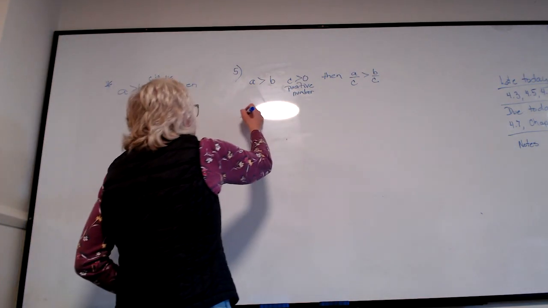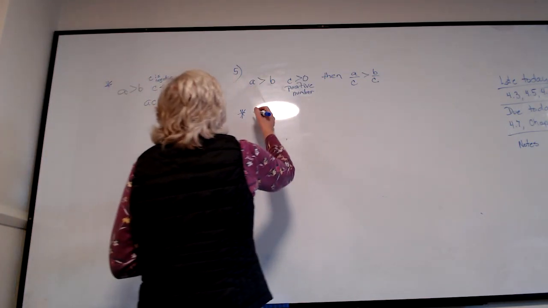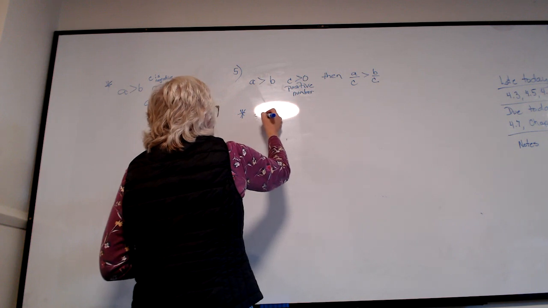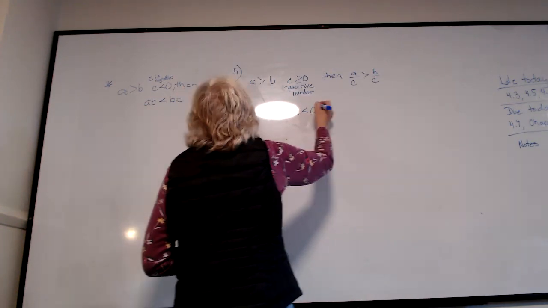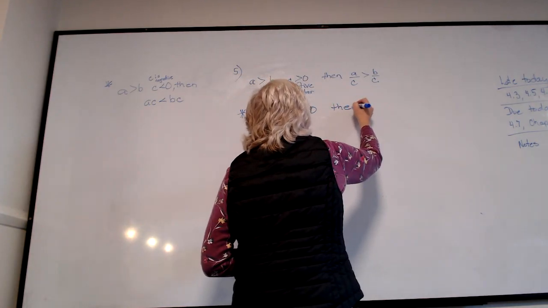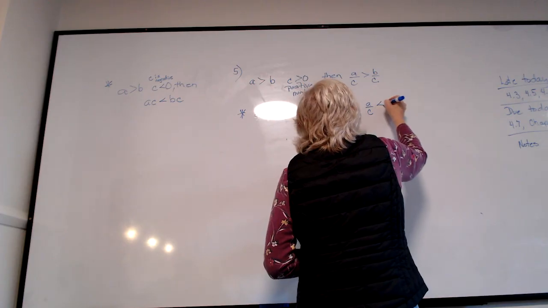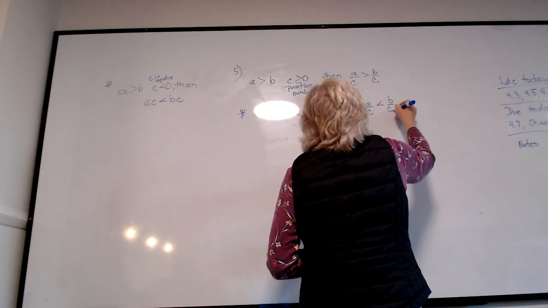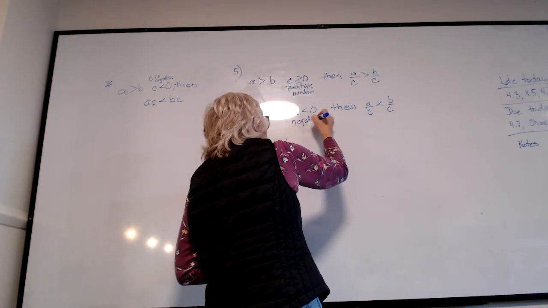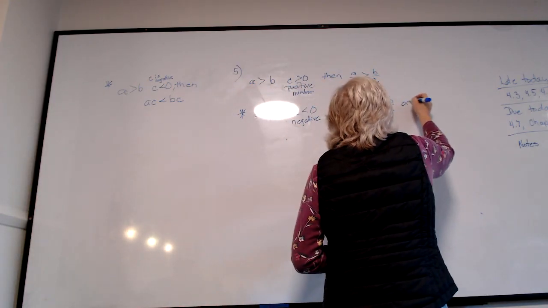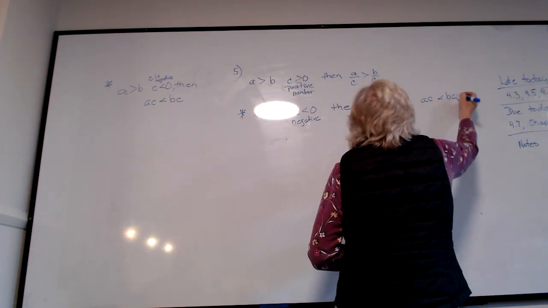But it gives us that other one that goes with this, which I'm going to kind of summarize. These are our two important ones. A is greater than B, C is less than 0, then A divided by C is less than B divided by C. So this is when it's negative, or A times C is less than B times C.